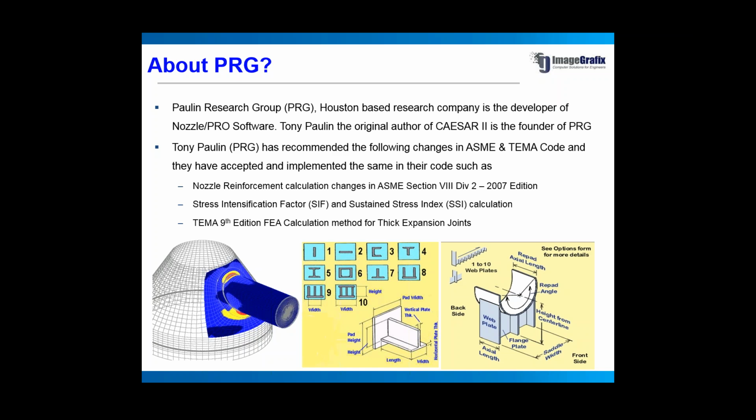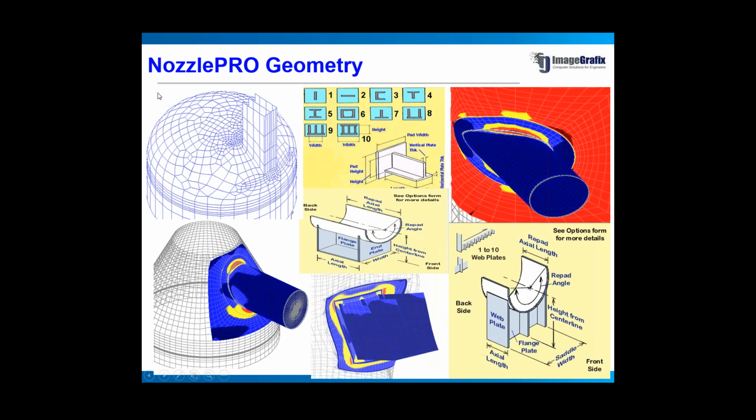So that is the usage, and these are the geometries which I talked about, right? One is a nozzle, saddles, and then the vessel attachments. So all these things you can perform by using Nozzle Pro.